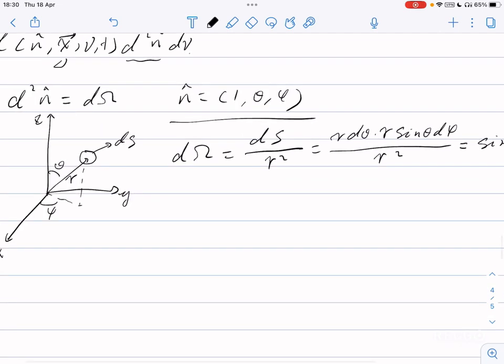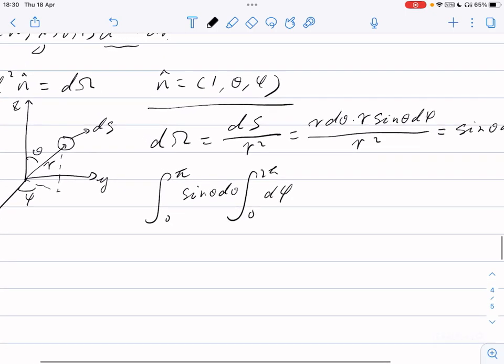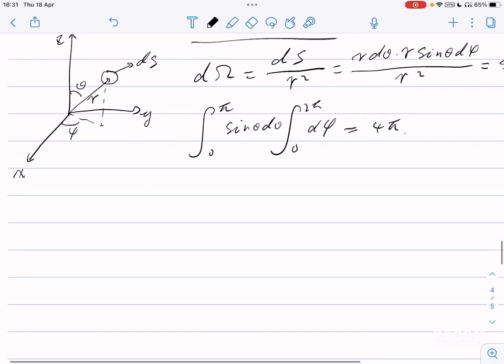Now let's verify an important property: the solid angle of a sphere, the integral from 0 to π of sin θ dθ times the integral from 0 to 2π of dφ. According to simple calculus we obtain 4π, which is indeed the solid angle of a total sphere. Now let's continue.